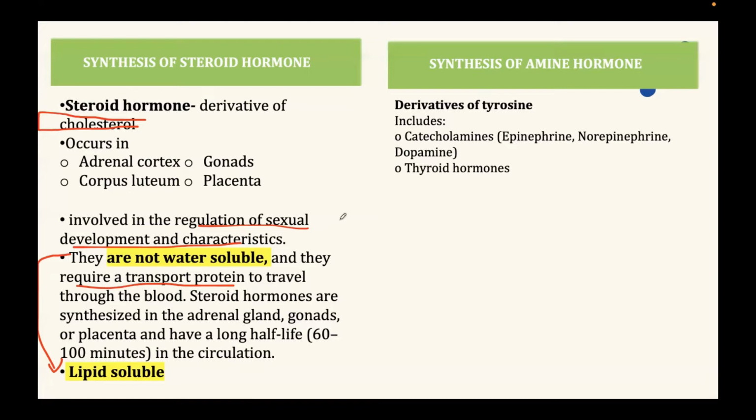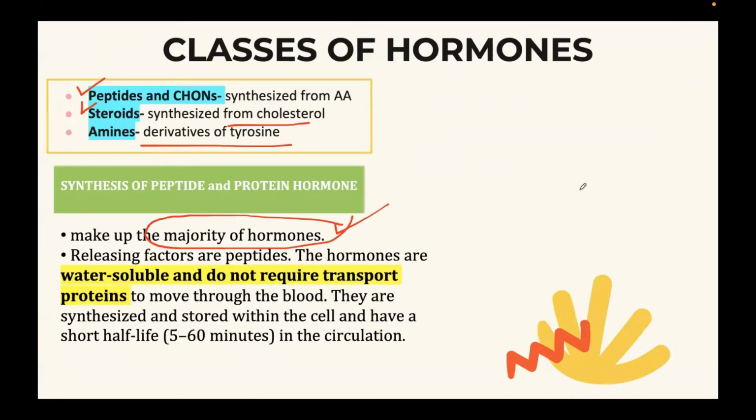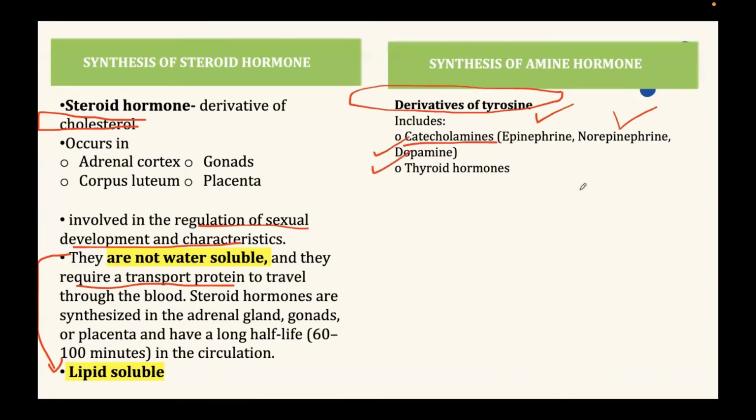Next, we have your amine hormones. Your amine hormones, they are derivatives of your tyrosine. Pakitandaan po. And it includes these following, yung catecholamines natin. We have the epinephrine, norepinephrine, and dopamine. And then yung mga thyroid hormones natin. So, ayan. Maging familiar po muna kayo sa classes of hormones natin. If it is under peptide or protein, steroid hormones, and amine hormones, mas makakabisado nyo siya later on kasi magbibigay tayo ng table and chart.